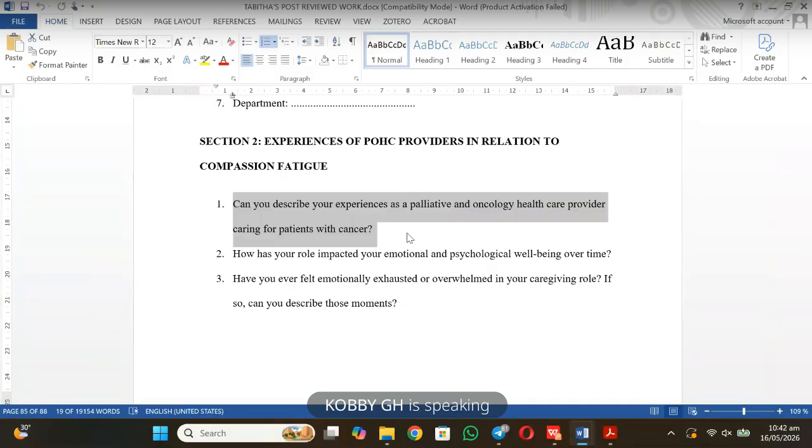Any other information in mixed method? Any other thing in mixed method? Okay, so say the mixed method again. Another person should also say the mixed method again. Let's have another person say the mixed method again.